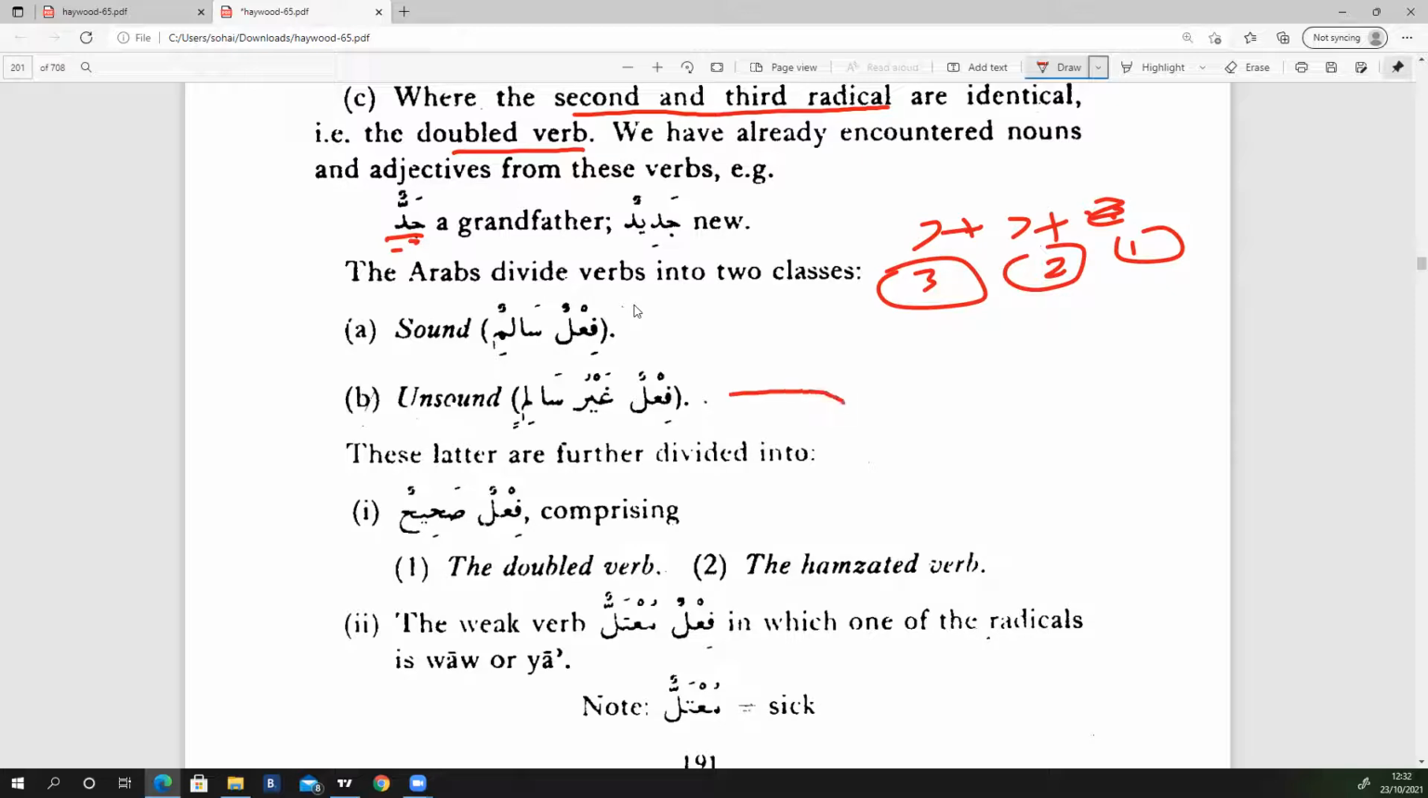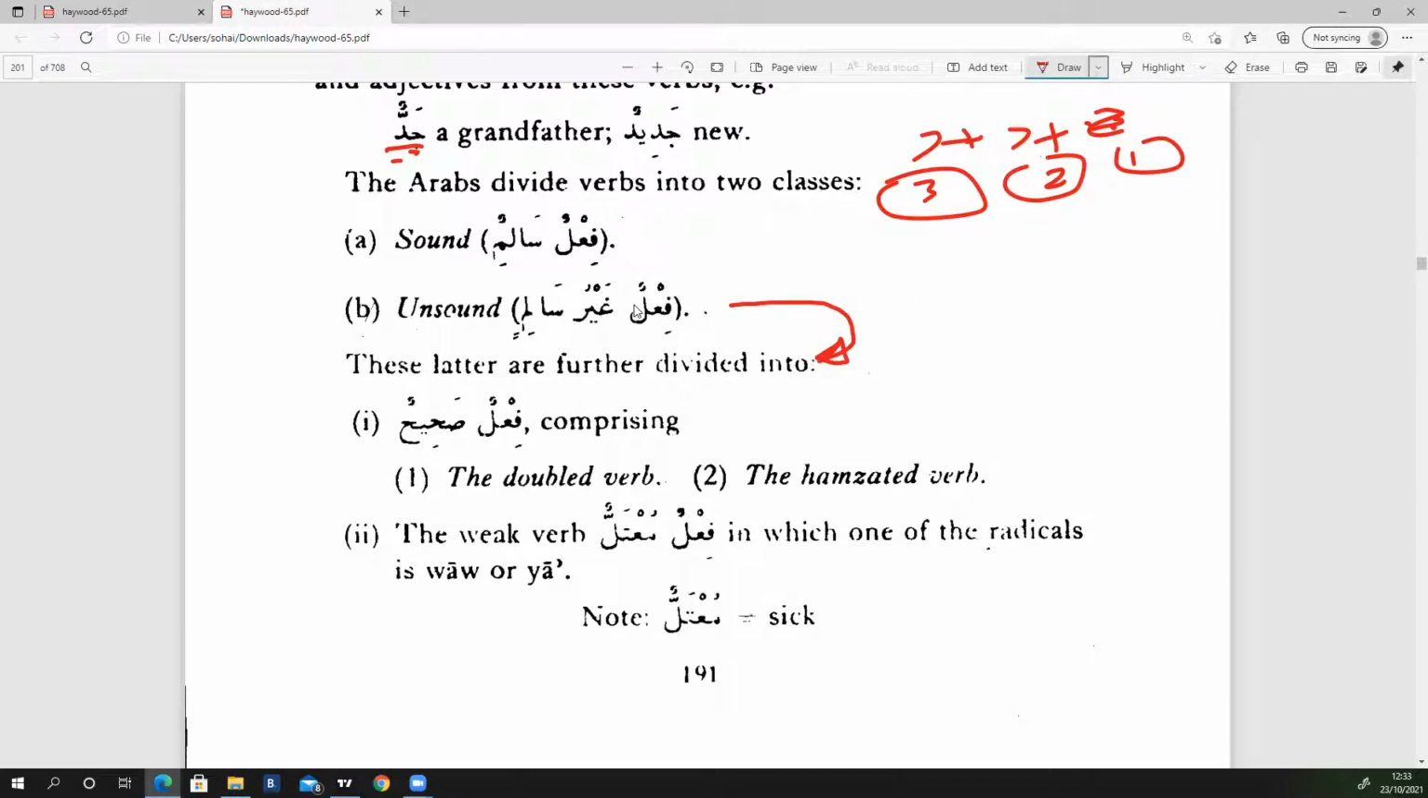And then this is divided into two parts. Fi'l Ghayru Salim is divided into Fi'lun Sahih, which is what we're going to do today, the double verbs. You don't really need to know the division, to be honest, but you need to know what would happen, which we're going to do next lesson, when the verb has a hamza. And the remaining, the second part of it, is the verbs which have waw. Your voice is cutting. Continue. Yes, sir. Your voice is cutting. Okay, 1 second.